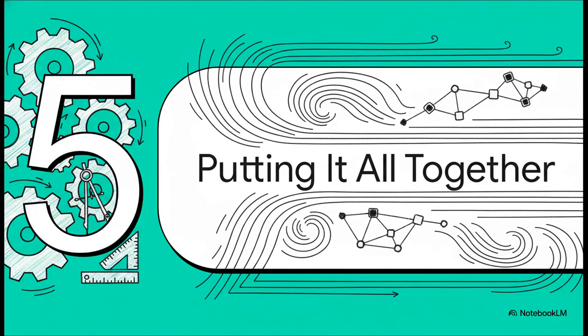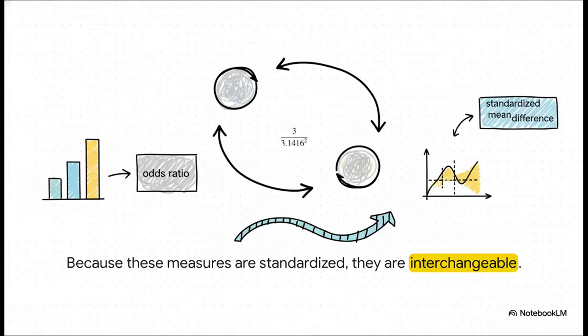Okay, so we've got our translators, the different effect sizes, and we understand that precision is key. Now, let's see how this all comes together to turn that scientific chaos into some real clarity. And this right here illustrates the real magic of the whole thing. Because these are all standardized universal translators, we can even convert between them. You can literally take a result from one study that was expressed as an odds ratio and turn it into a standardized mean difference so you can compare it directly with another study. It is incredibly powerful stuff.